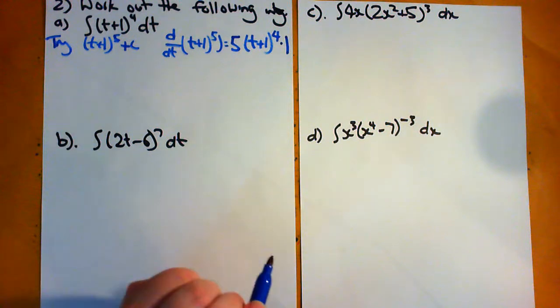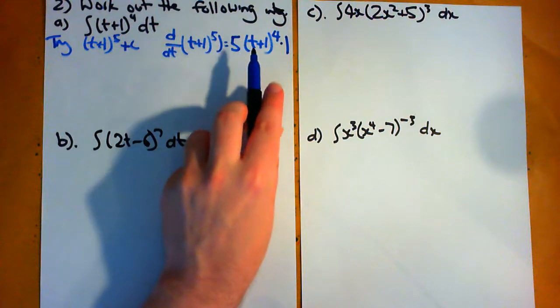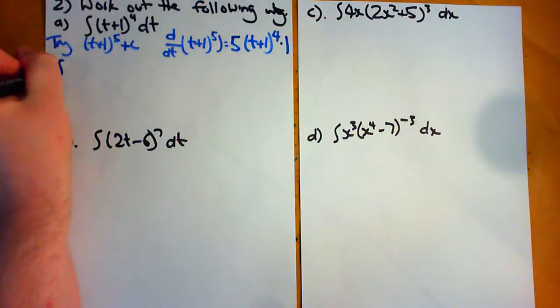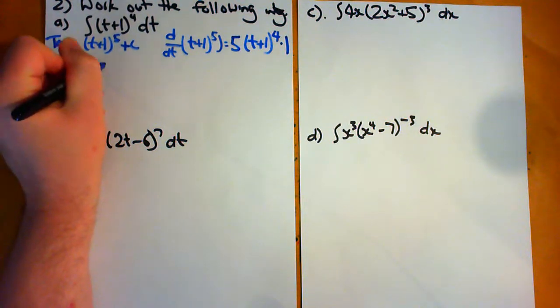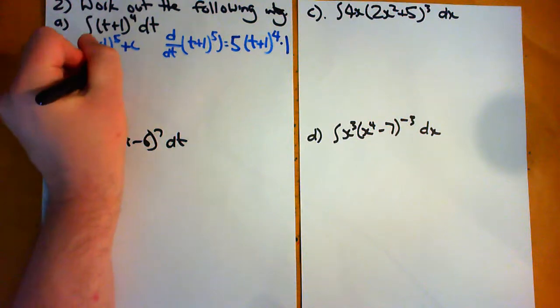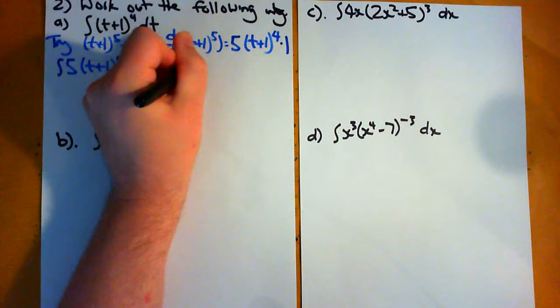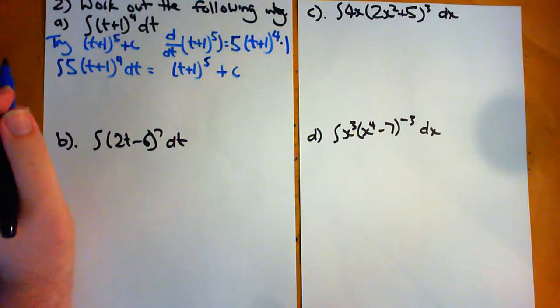So we'll write that same statement the other way. If the derivative of this is that, then the integral of that is this. So that tells us that what we have so far is the integral of 5 times t plus 1 to the power of 4 dt equals t plus 1 to the power of 5 plus c.